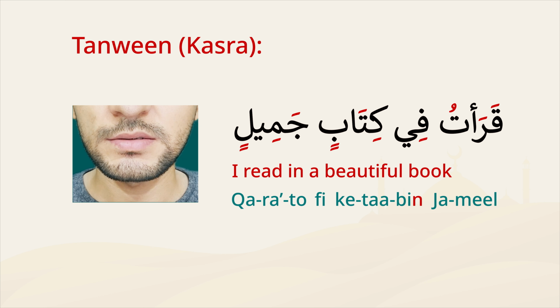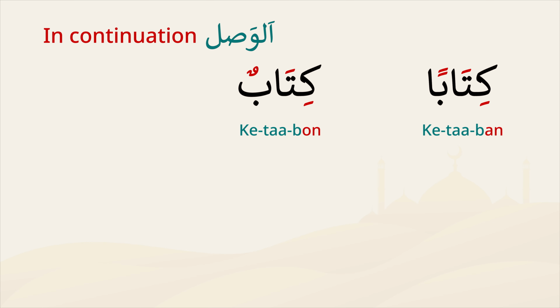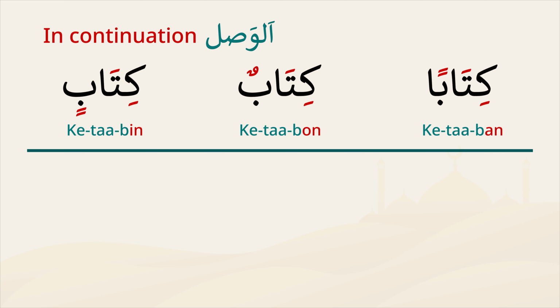Let's focus on the pronunciation of the word kitab in its three tanween cases. In case of continuation, al-wasl, when the word is in the middle of the reading, tanween is pronounced كتابا, كتاب, كتاب. In case of pausing, when the word is at the end of the reading, its case ending becomes consonant, which means tanween becomes consonant.